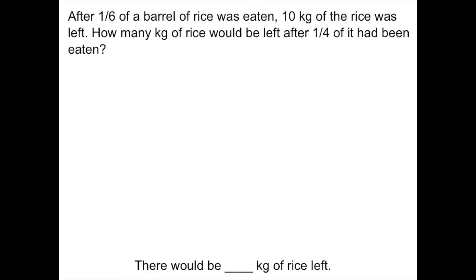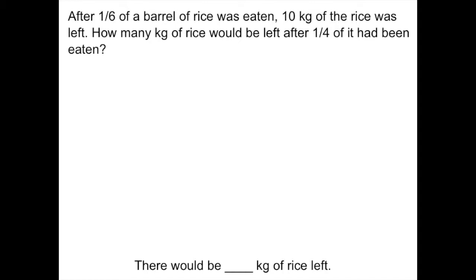1F says, after 1/6 of a barrel of rice was eaten, 10 kilograms of rice was left. How many kilograms of rice would be left after 1/4 of it had been eaten? My sentence on the bottom says there would be blank kilograms of rice left. Now this is going to require us to use some reasoning, so stick with me as I go through it.